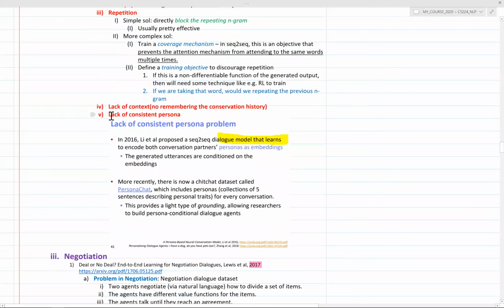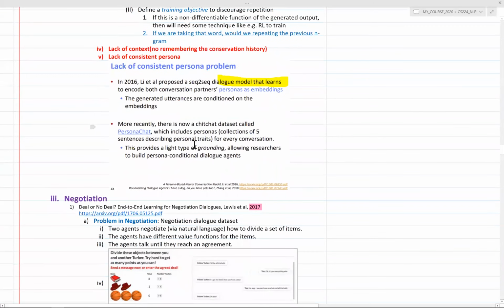And finally, the last problem is lack of consistent persona. There's a technique introduced by the team of Li, where they embed the personas as an embedding in our dialogue training, which helps solve this problem.